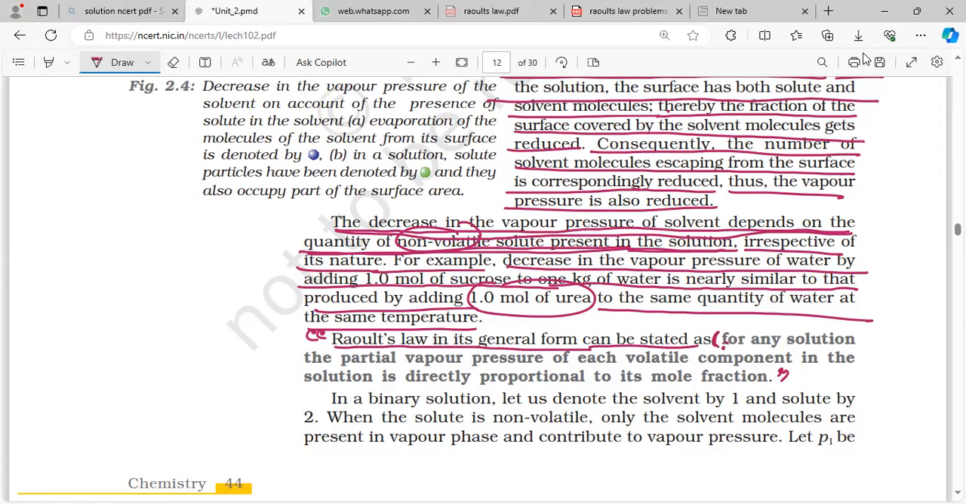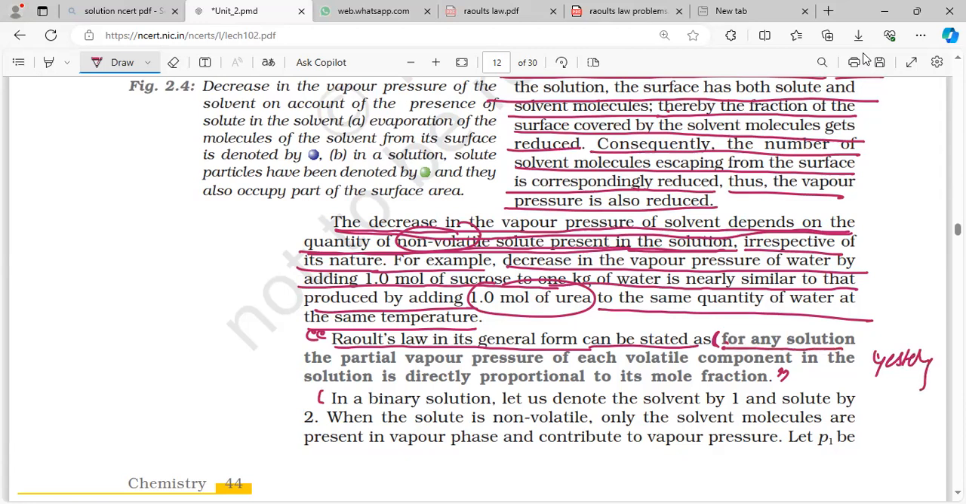Sir, after this one, Raoult's law in general form can be stated as: for any solution, the partial vapor pressure of each volatile component in the solution is directly proportional to its mole fraction. Now this line is the study one. This line is study one, same.